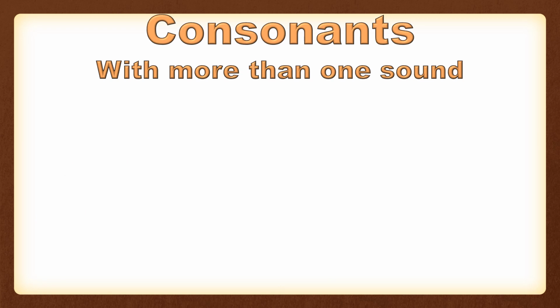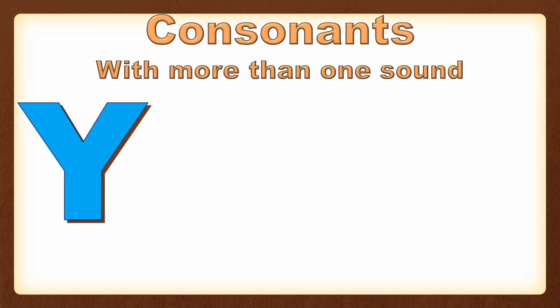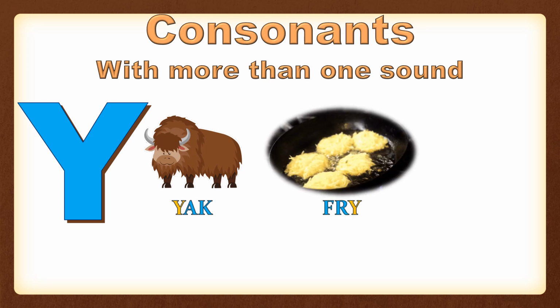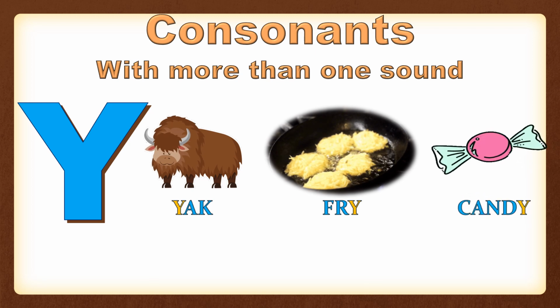Seventh consonant which makes more than one sound is Mr. Y. Let's see how many sounds Mr. Y makes. Y says Y as in yak. Y also says I as in fry. Y also says E as in candy. So Y makes three different sounds, Y, I and E.